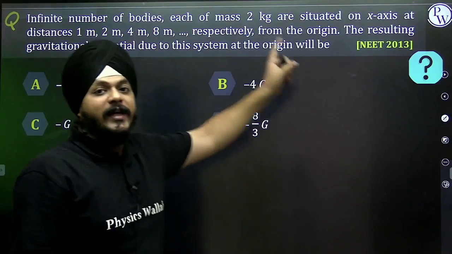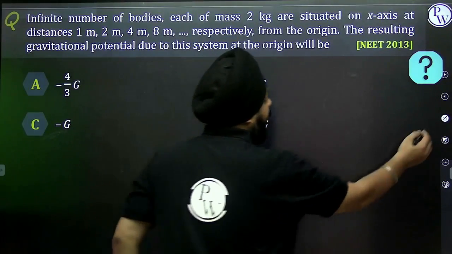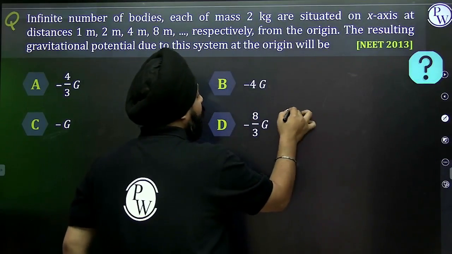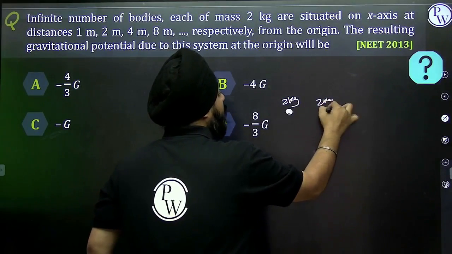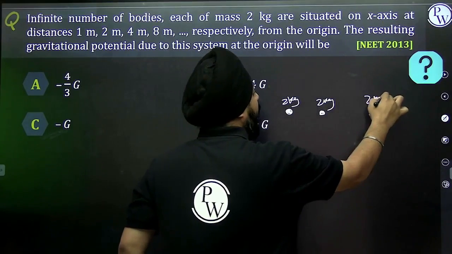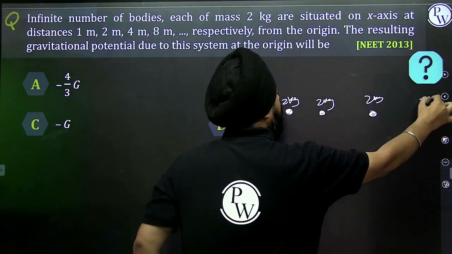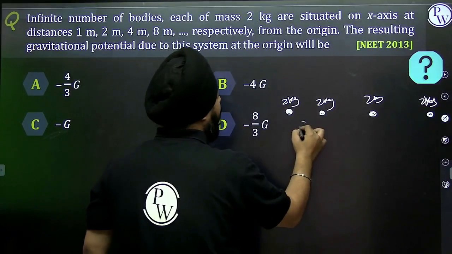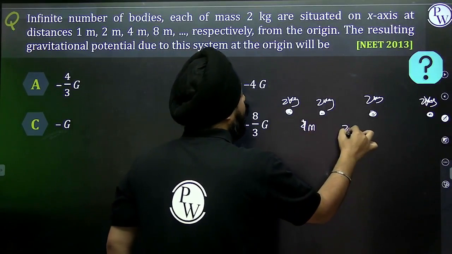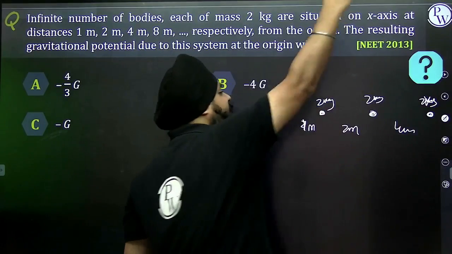Infinite number of bodies are kept, suppose each of 2 kg. This is 2 kg, this is 2 kg, this is 2 kg, and this is 2 kg. They are kept at a distance of, sorry, 1 meter, 2 meter, 4 meter, and it extends up to infinity.